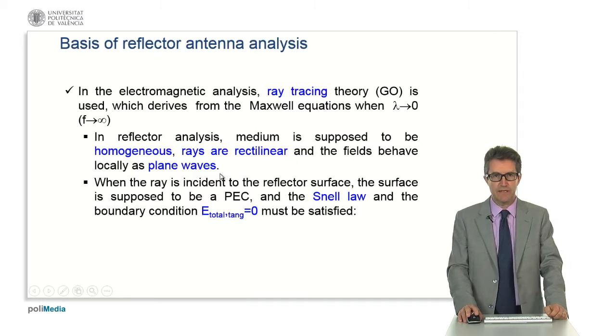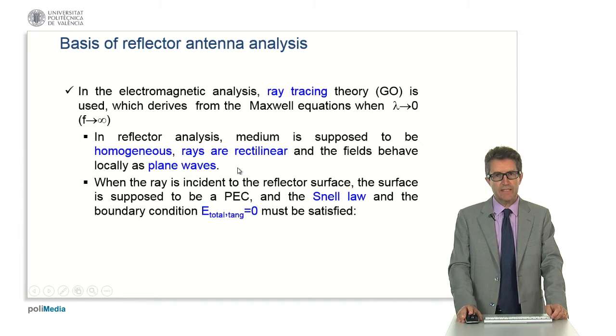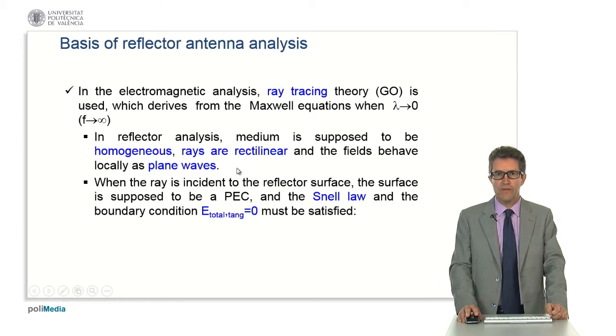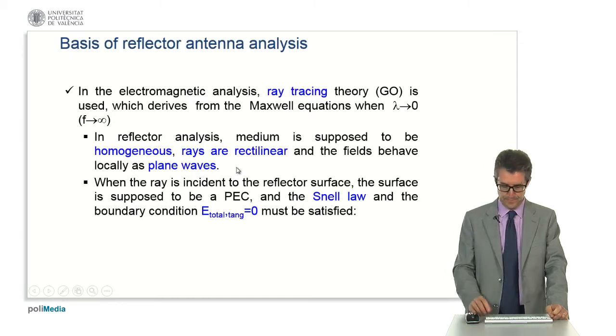When the ray is incident to the reflector surface, this surface will be supposed to be a perfect electric conductor, and both the Snell law and the boundary condition that the total tangential electric field equals 0 must be satisfied.